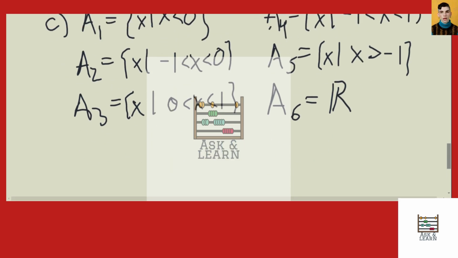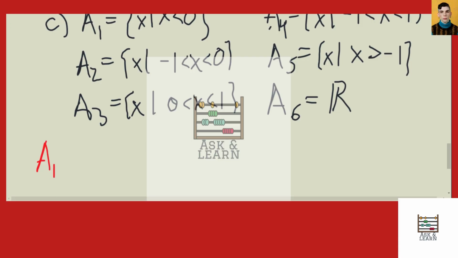And finally, in part C, we are given the collection of sets A1, which is the set of all x such that x is less than 0, A2, which is the set of all x such that negative 1 is less than x is less than 0, A3, which is the set of all x such that 0 is less than x is less than 1, and A4, which is the set of all x such that negative 1 is less than x is less than 1. A5 is the set of all x such that x is greater than negative 1, and A6 is all real numbers.